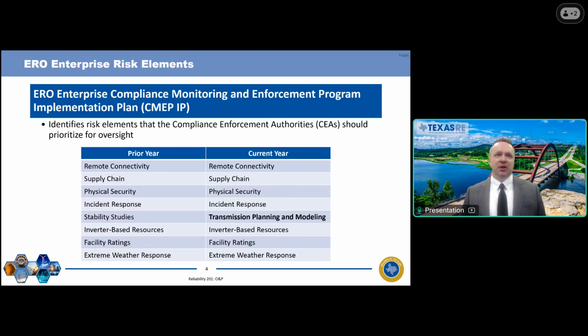So as I said, the ERO Enterprise Compliance Monitoring and Enforcement Program, or CMEP-IP, identifies the risk elements that the Compliance Enforcement Authority should prioritize for oversight. Today we're focused on operations and planning risks. And the four at the bottom of this table, transmission planning and modeling, inverter-based resources, facility ratings, and extreme weather response, are four NERC CMEP-IP elements that Texas RE and compliance enforcement authorities are prioritizing for oversight. You may also hear me use IBRs, inverter-based resources.